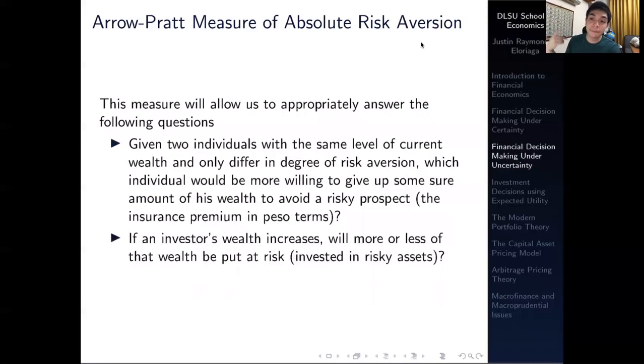So if an investor's wealth increases, another question that we can answer is: will it be more or less of that wealth to be put in the risky asset? Will that person be willing to put more of their wealth into riskier assets versus safer ones? So that's another thing that the degree of risk aversion can measure. So that's the first measure.